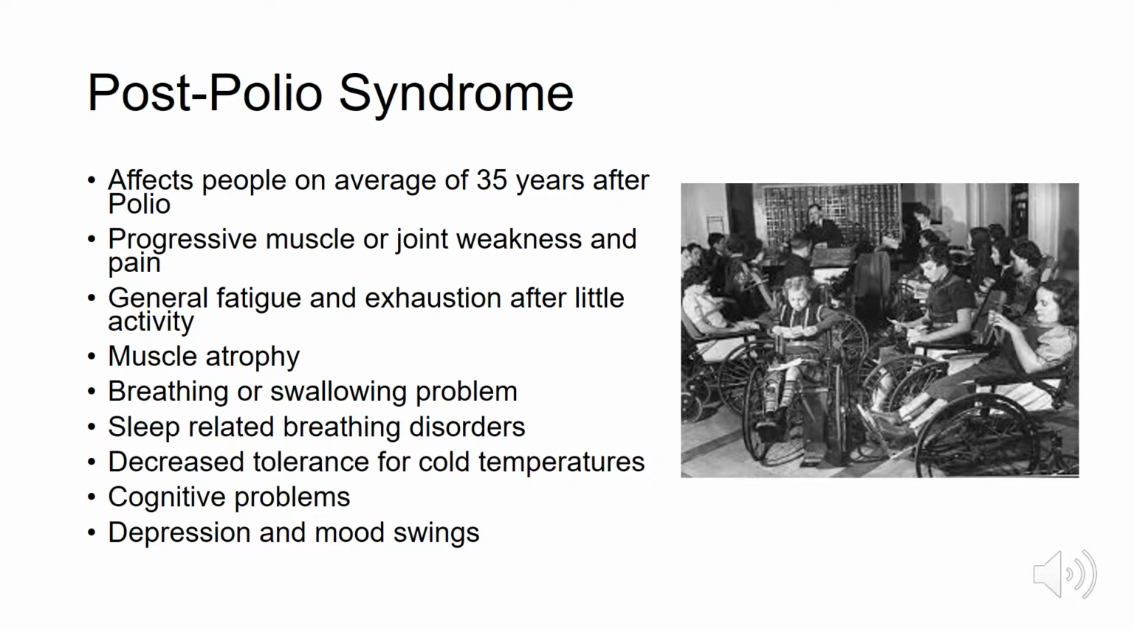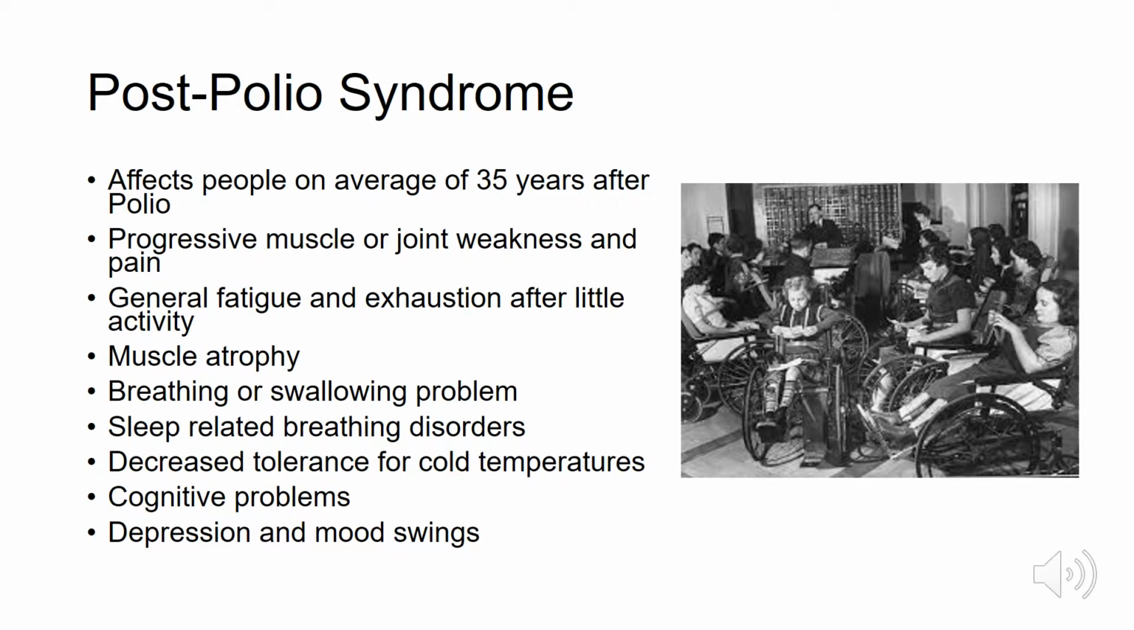Another thing that can happen is post-polio syndrome, and that is something that affects people who have had polio already, and it can affect a person for a number of years. On average, they have found that it starts about 35 years after a person has had polio, and it's very progressive. Some signs and symptoms are progressive muscle or joint weakness and pain. There's general fatigue and exhaustion after very little activity. There's muscle atrophy, which is where your arms or your legs, or whatever is affected from the polio, get really small because of the lack of activity.